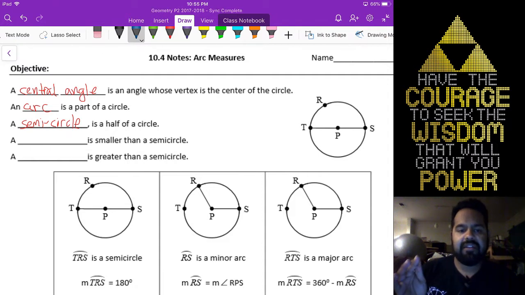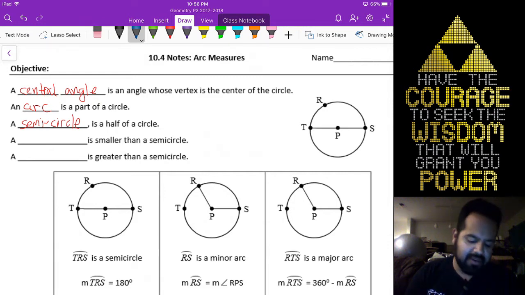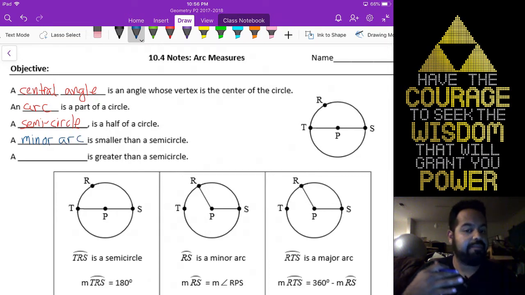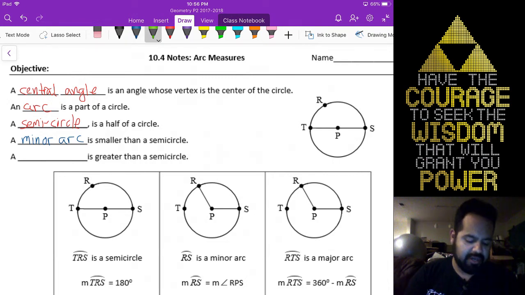When we talk about something that's less than a semicircle, we call that a minor arc. And if we want to talk about something that's bigger than a semicircle, we would call that a major arc.